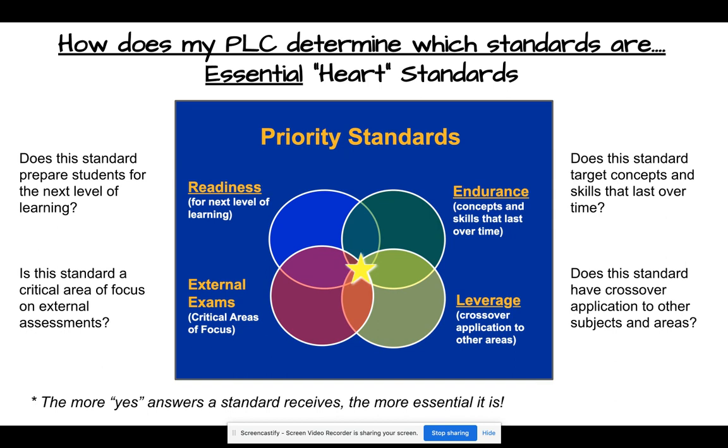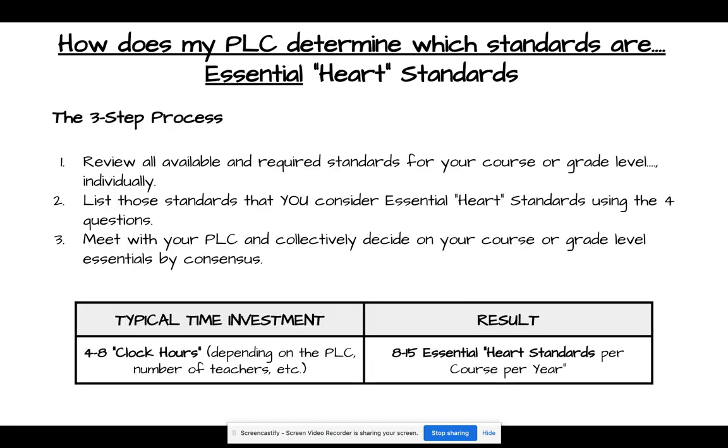So obviously, annotation would be something that meets all 4 of the criteria, which makes it a likely candidate to be an essential Hart standard as compared to a comma in something in series. That would be a supporting standard that you'd want to talk about, but might not necessarily apply in social studies or math or something like that.